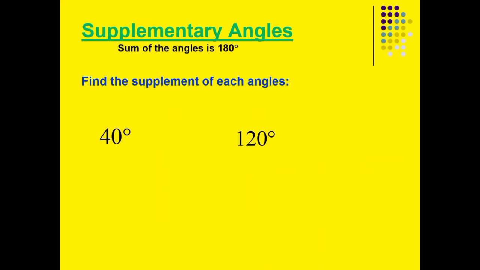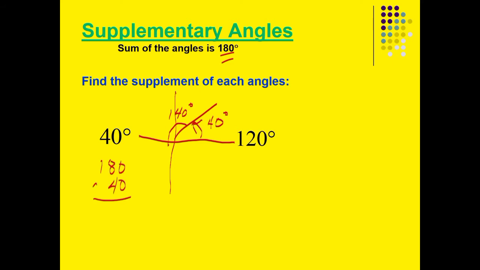So how about the supplementary angle with respect to this case? So we have here 40. The sum must be 180. So if this is 180, this is now the straight angle. So this is now 140. So 180 minus 40, and that is 140 degrees.